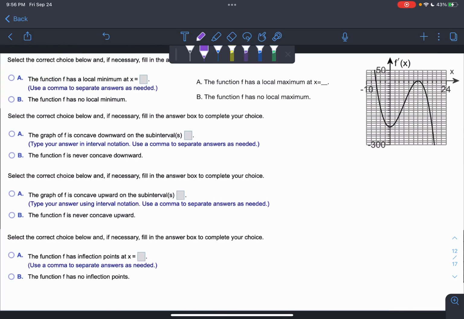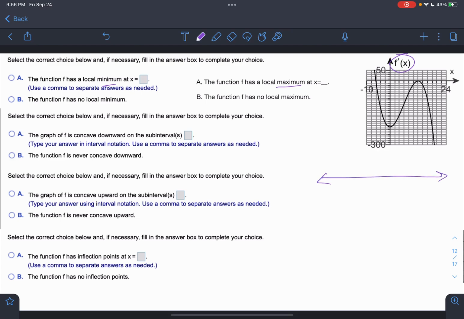So now, oops, let me hide that. Now we want to know where f has a local min and where f has a local max. So remember that this is f prime, and we had the sign chart of our partitions of negative 6 and 12, and then it was positive, then negative, negative. So this means that f is increasing, decreasing, decreasing.